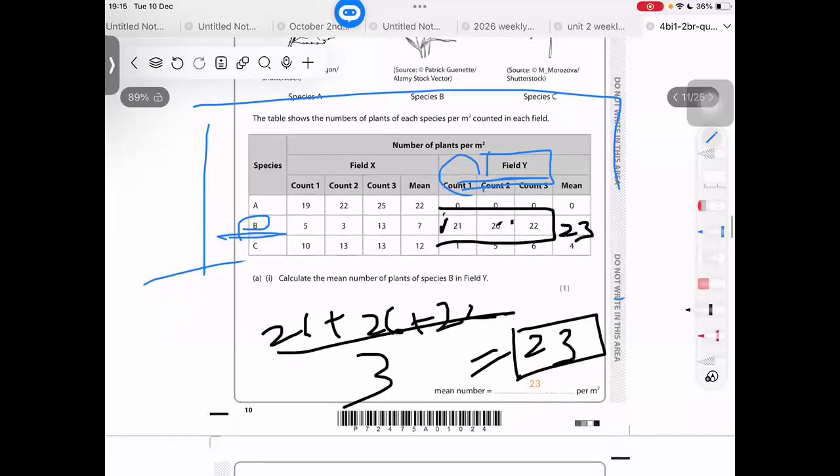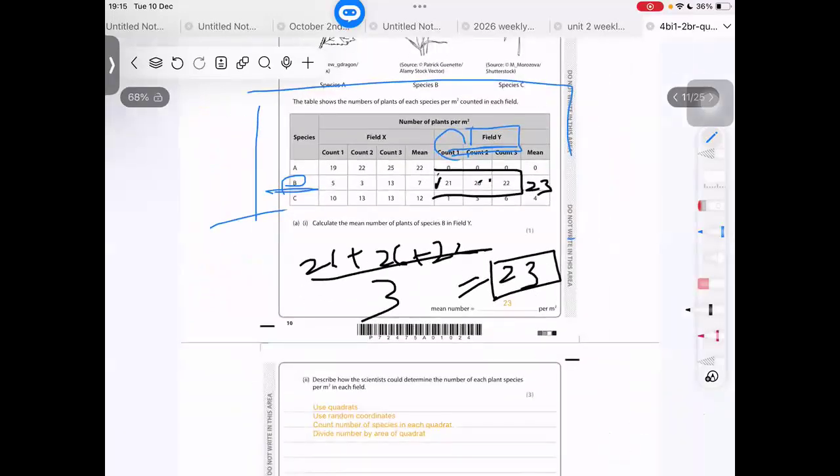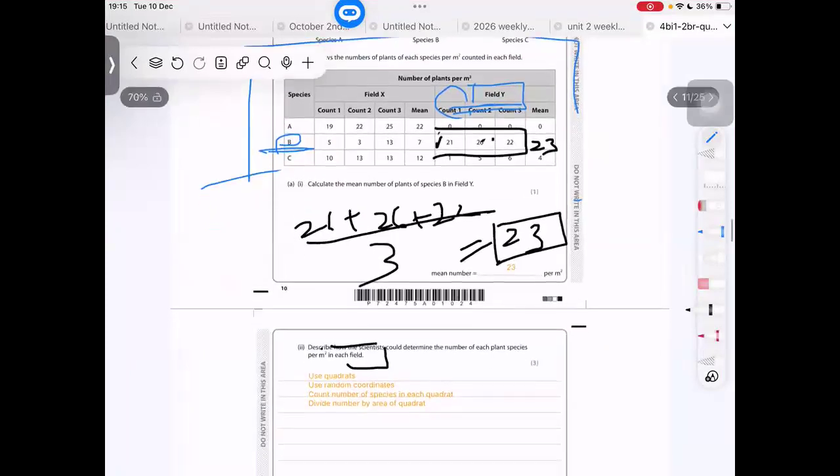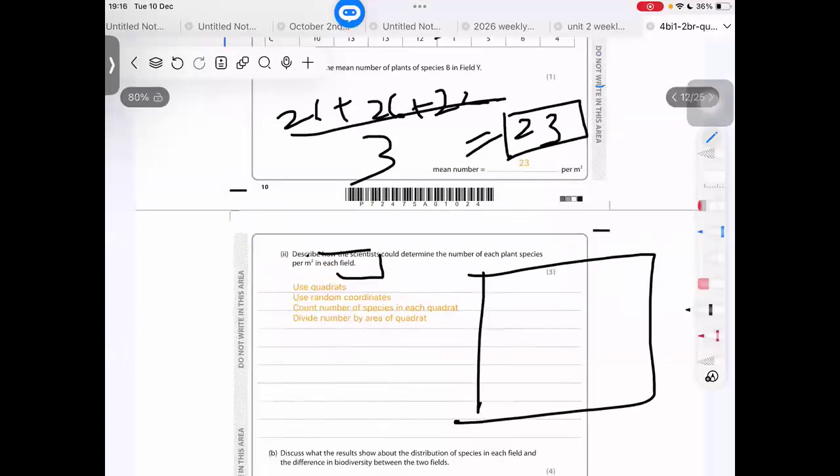So the answer would be 23 per meter square. Then they have asked us, describe how the scientist could determine the number of each plant species per meter squared in each field. So basically, this is something we all know. You can use quadrats, right? That's how they have counted them.